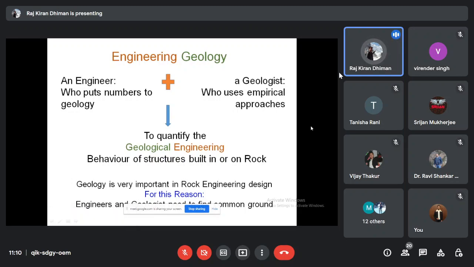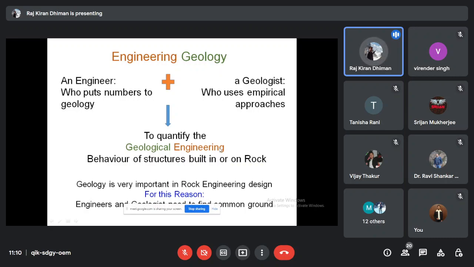Like yesterday our chairman sir was also focusing on this issue, that we should be more into interdisciplinary fields. This is a very good opportunity, because engineering geology is vast; you can club physics here, chemistry also, and even biology. So many things are clubbed here. So it is a very good topic to pursue a career in, I would say.